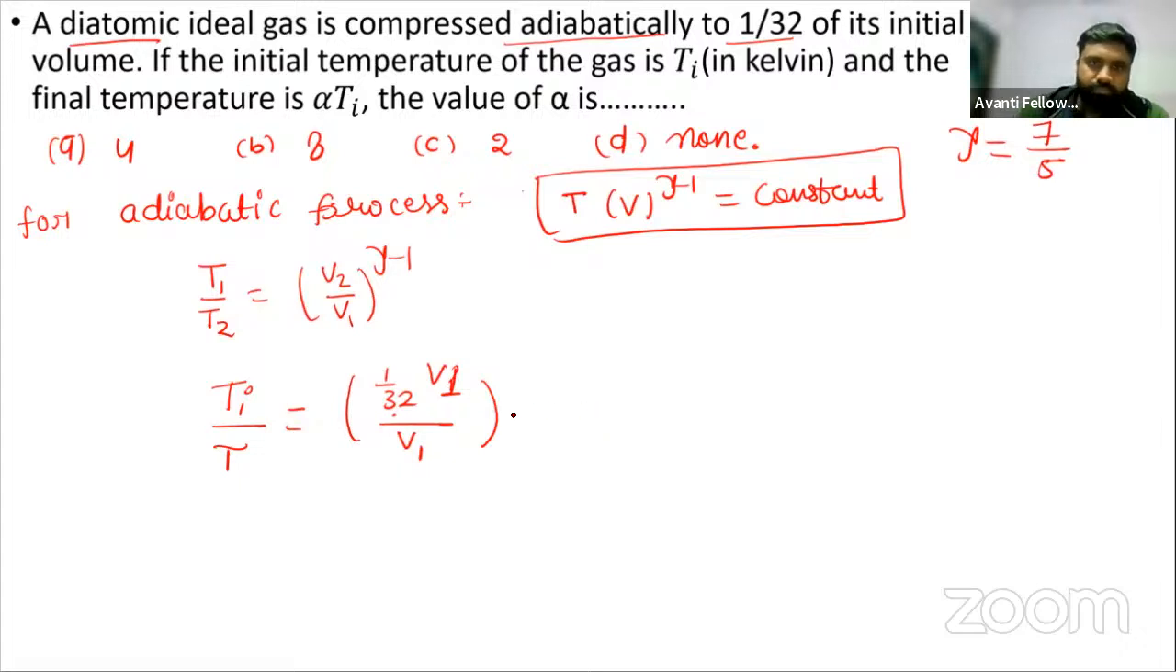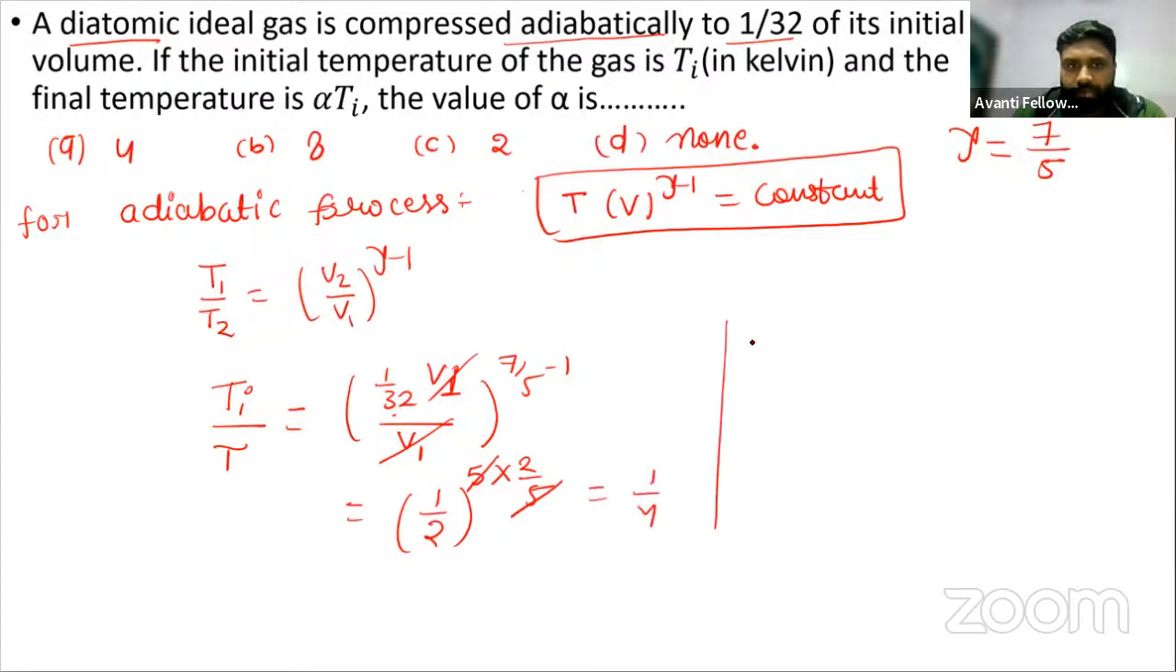Now, this V1 you can cancel out. This will become 7 by 5 minus 1. So it will become 1 by 32, and 1 by 32 you can write as 1 by 2 raised to the power 5, multiplied with this power, which is 2 by 5. So this 5 and 5 will cancel out, so the answer that you have is 1 by 4. Now T finally becomes 4 times Ti.